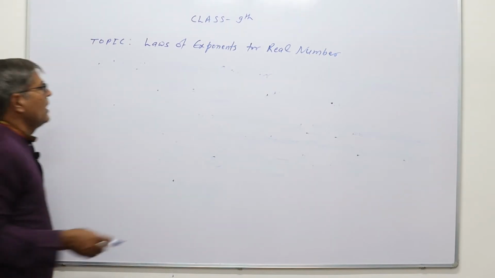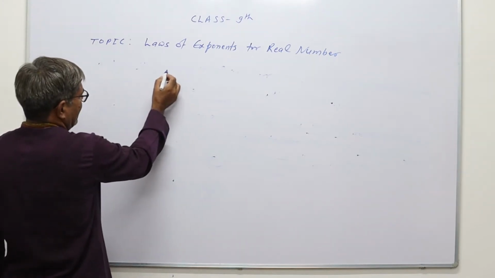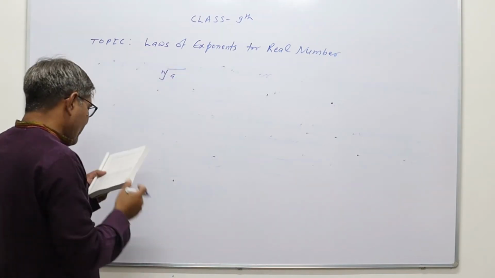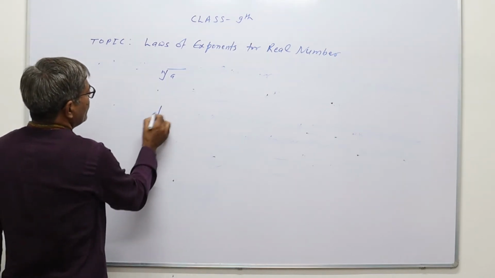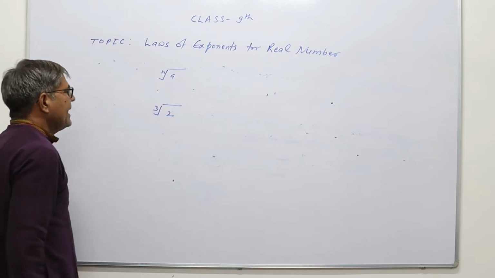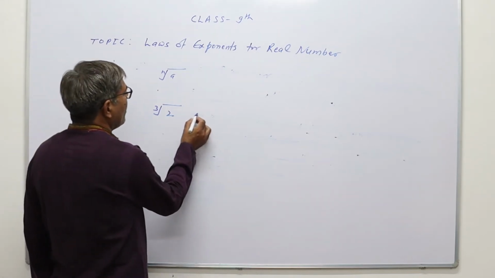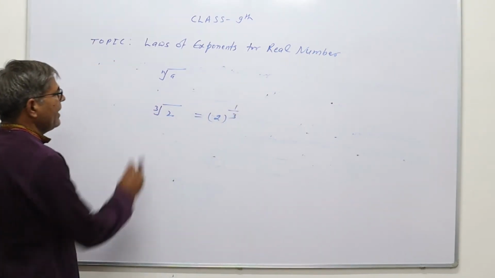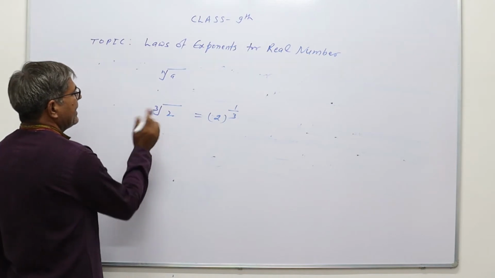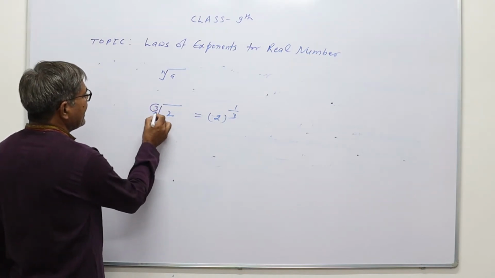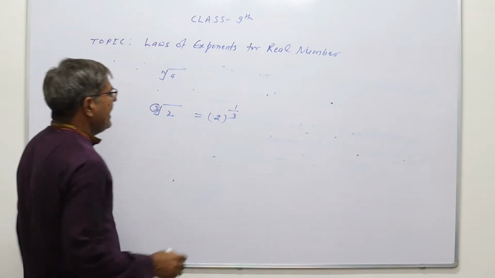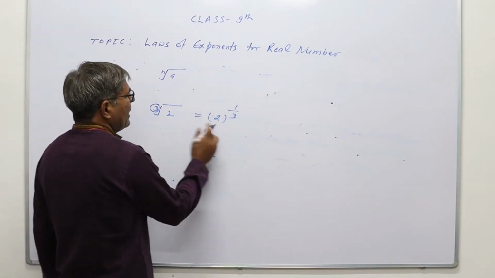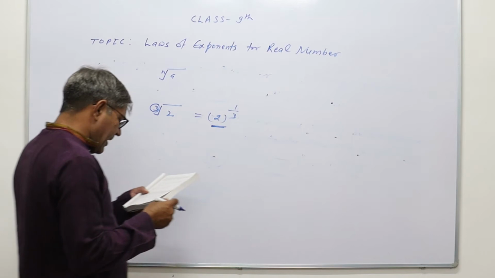Let us suppose, in the first case, on the basis of the nth root of a, we have to find the value of the cube root of 2. Then how will we write it? The cube root of 2 can be written as 2 raised to the power 1 by 3. If we remove this radical sign, then the integer which is written in this radical sign will be written as 1 upon n. So the cube root of 2 can be written as 2 raised to the power 1 by 3.